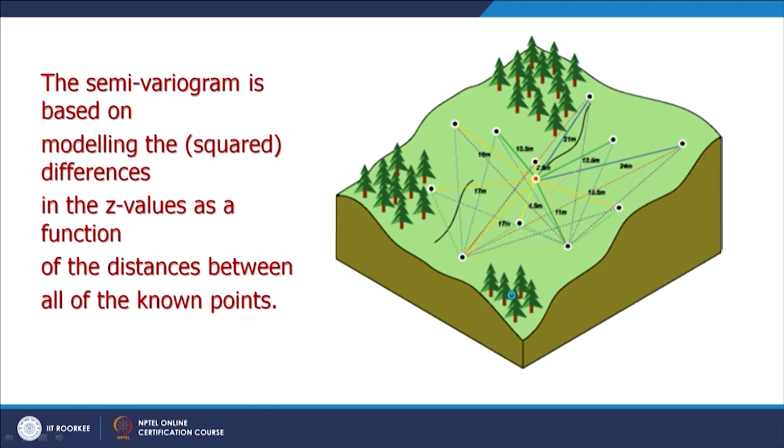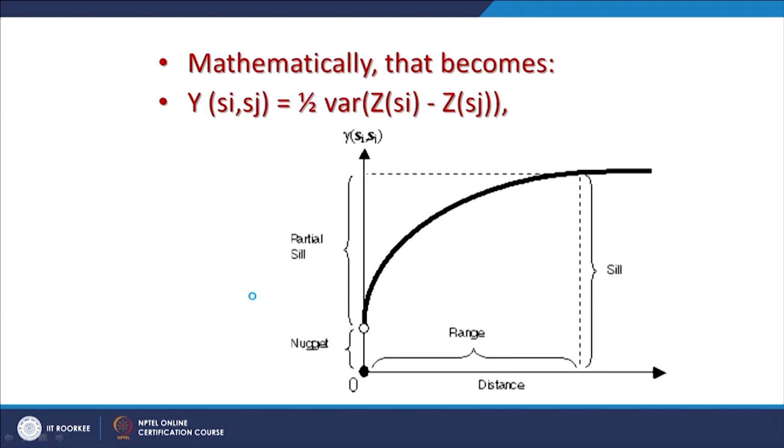So, basically let us devote some time to what this semi-variogram is. The semi-variogram is based on modeling the squared differences in the z values as a function of the distance between all known points. So, based on this input, semi-variograms are modeled. Mathematically that becomes as per this equation, and as we go up in distance, this becomes quite flattened. So, that is Tobler's law of geography.